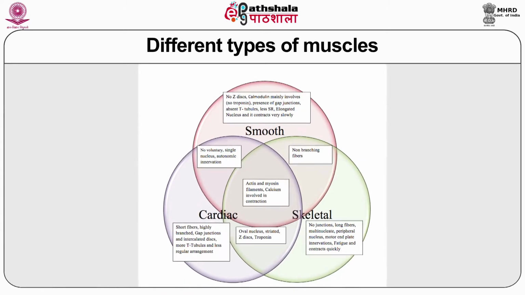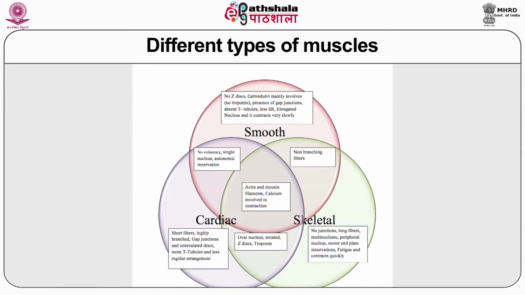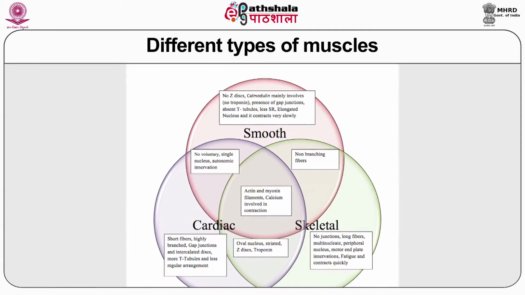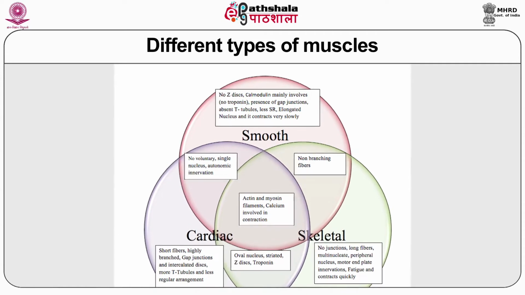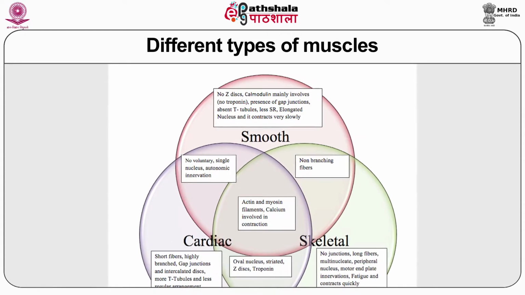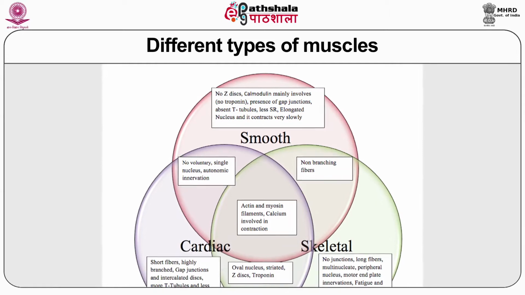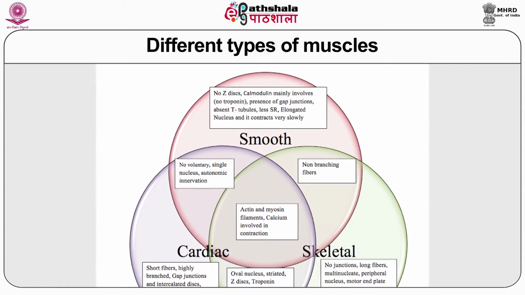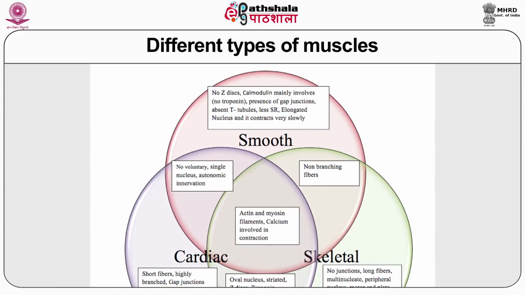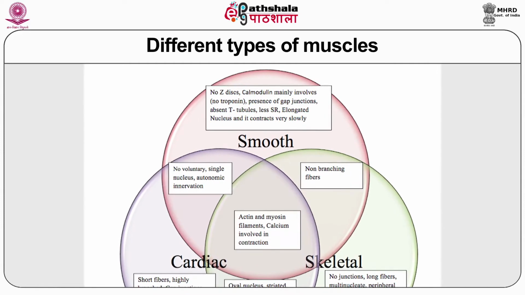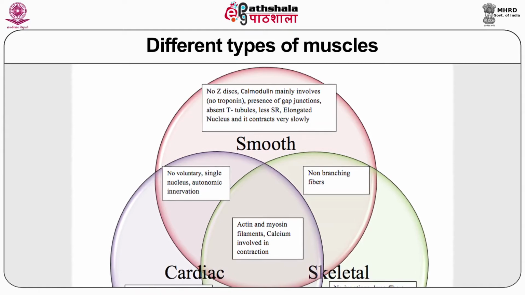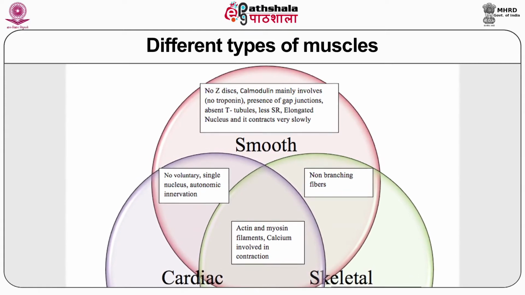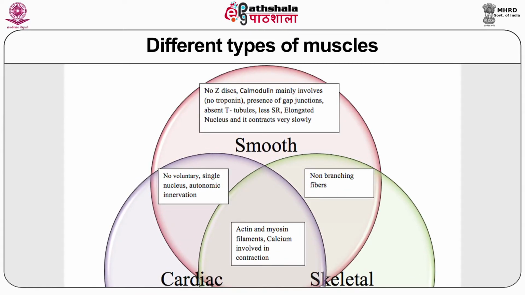Each muscle cell is an elongated spindle shaped cell with the nucleus placed at the center. They also have actin and myosin filaments, but the arrangement of these filaments is different as compared to the skeletal muscles. Examples of smooth muscles include the muscles of the gut, blood vessels, etc.